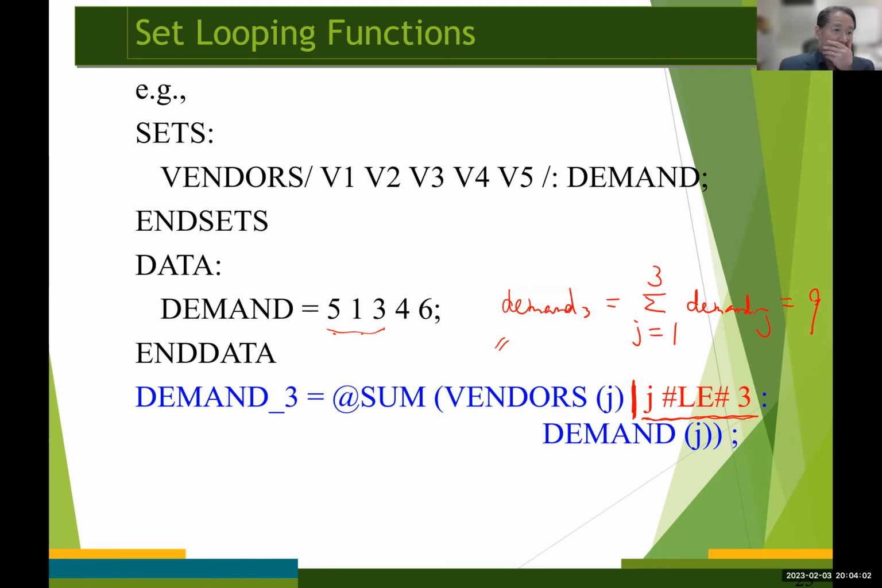So by adding this, Lingo sums up the first 3 terms in demand, right? And omits the 4th and 5th term, for a total sum of 9, okay?